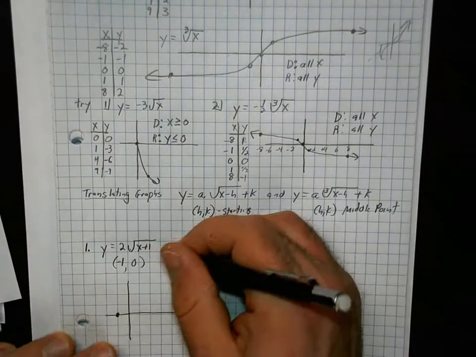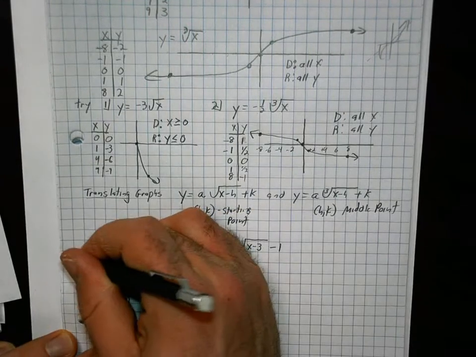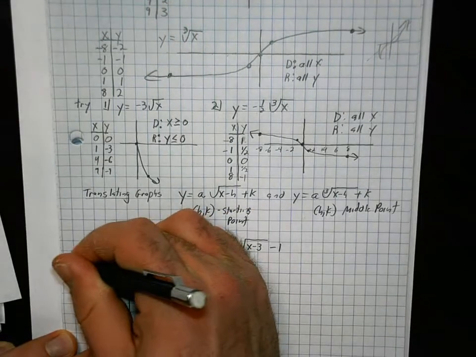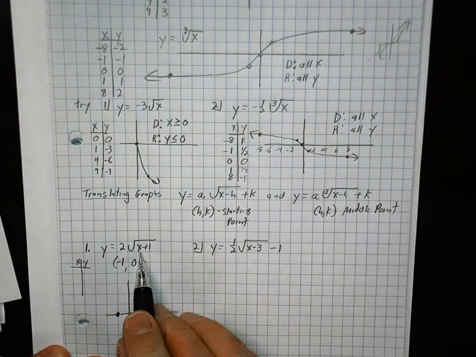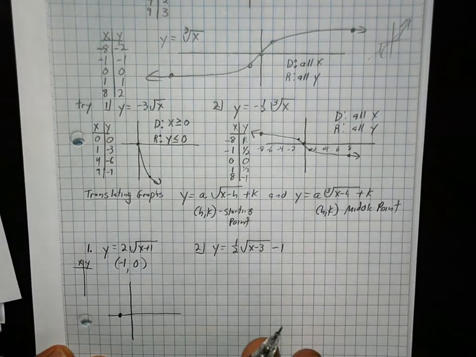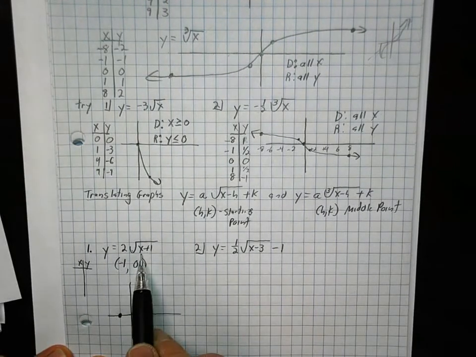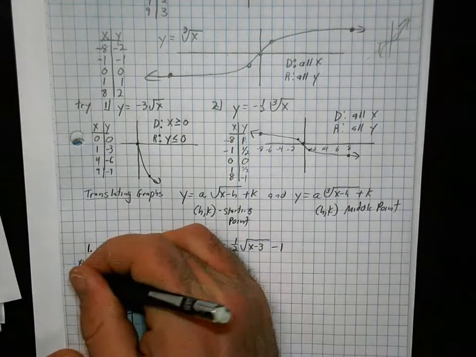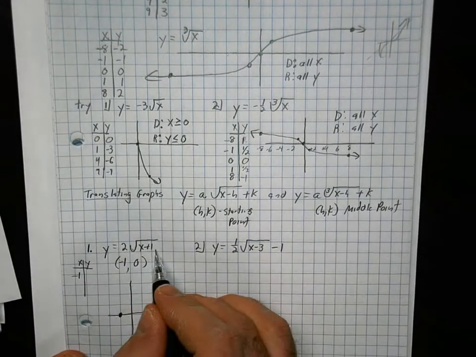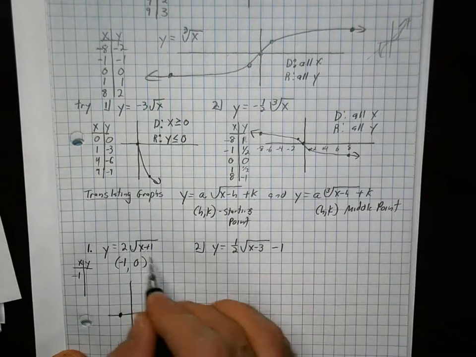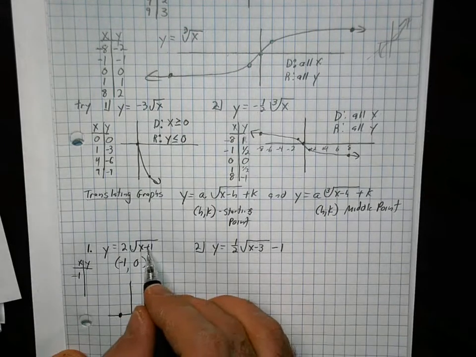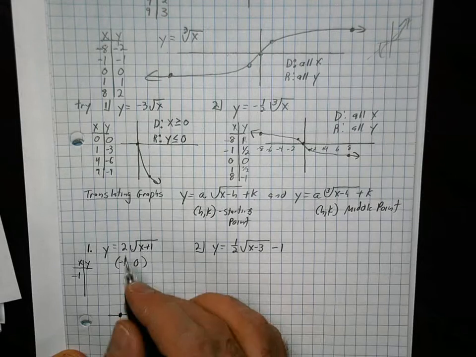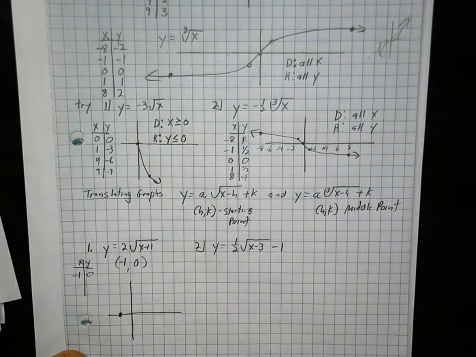So when I make my table, in this case, I'll make it over here. I want to plug in numbers I can square root. Now we have to be careful though, because I'm adding 1 here before I square root. So negative 1 plus 1 is 0. So that's the first number I put in my table, because I'm going to get 0, and the square root of 0 is 0, times 2 is 0.